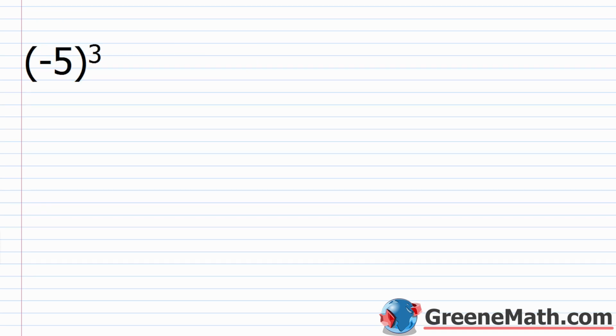Okay, let's take a look at negative 5 cubed, where the negative 5 is enclosed inside of a set of parentheses. Well, in this case, my exponent is odd, so I'm going to get a negative result, right? An odd number of negative factors gives me a negative. And now I just think about, well, what is 5 cubed? 5 cubed is 5 times 5, that's 25. Then times 5 again, that's 125. So my answer is negative 125.